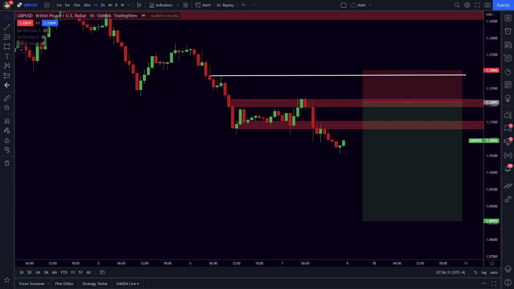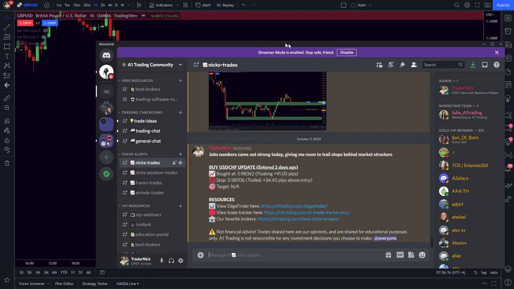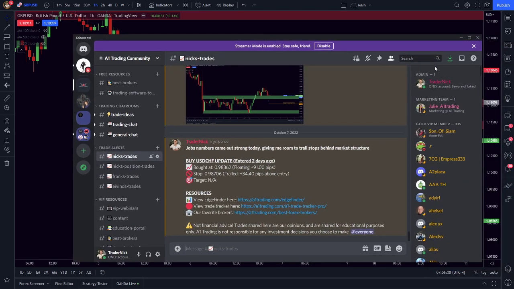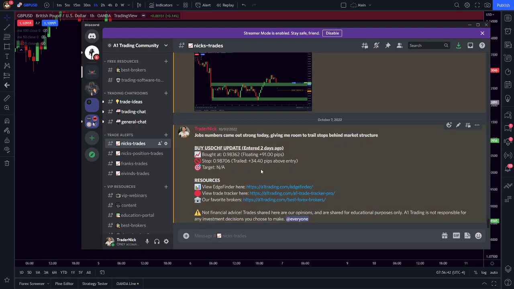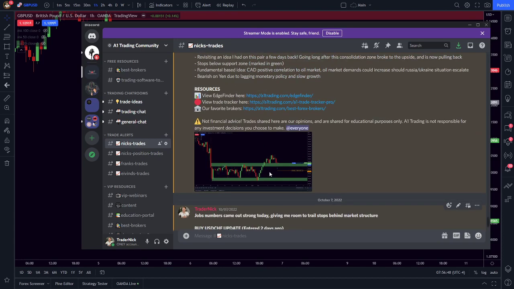And anytime I make updates to this, I share it inside of our Discord channel. If you're not already in the Discord, here's what it looks like. I share all of my trades. So you can see, for example, as we speak, I mentioned earlier that I'm trailing stops on a winning trade on dollar Swiss. I entered it a couple days back. I'm currently trailing my stop loss and letting people know about it.